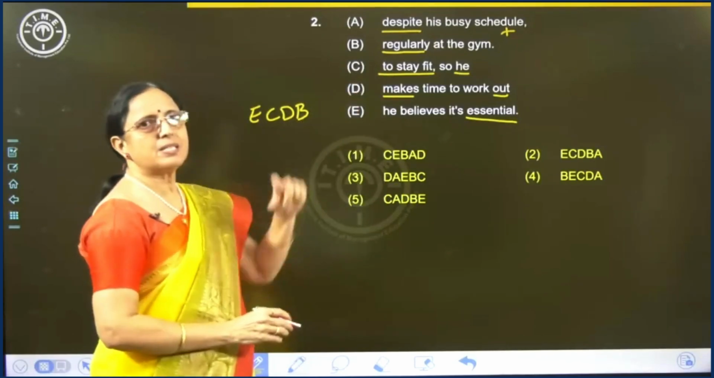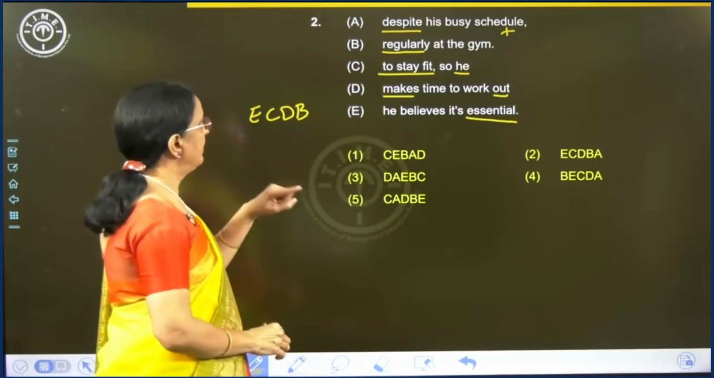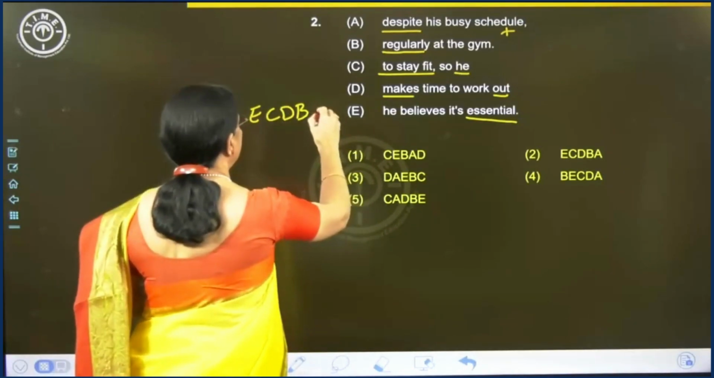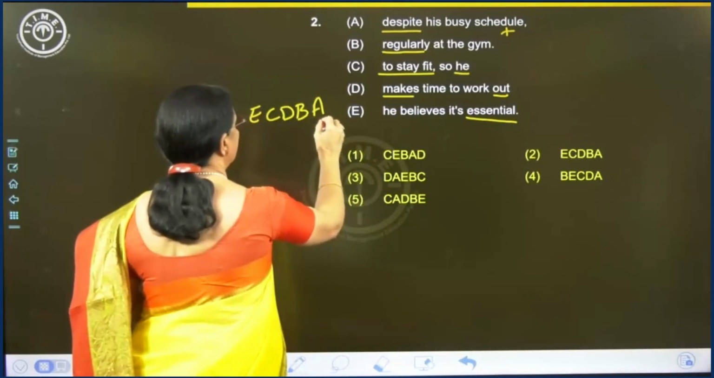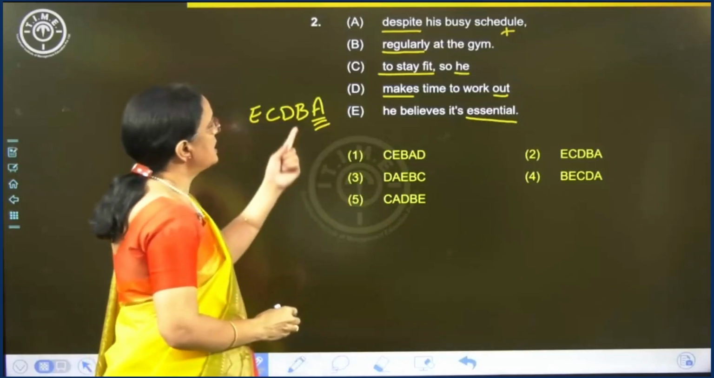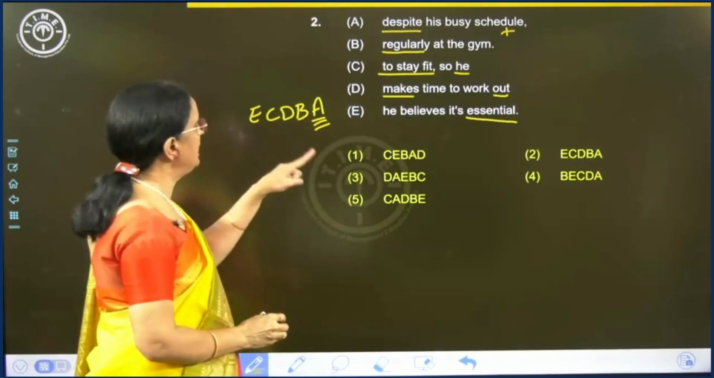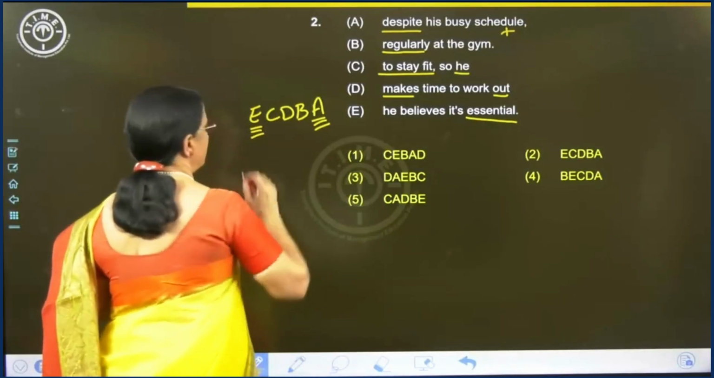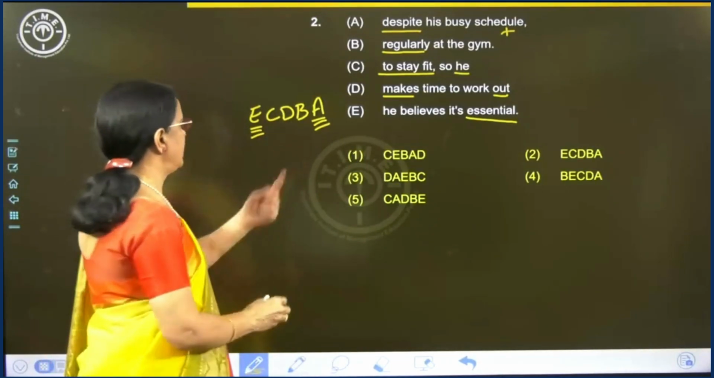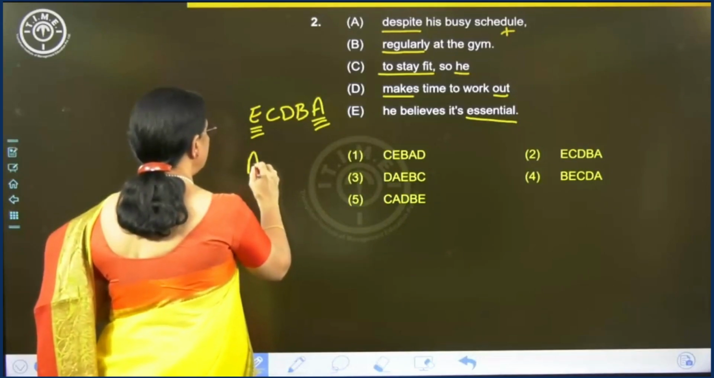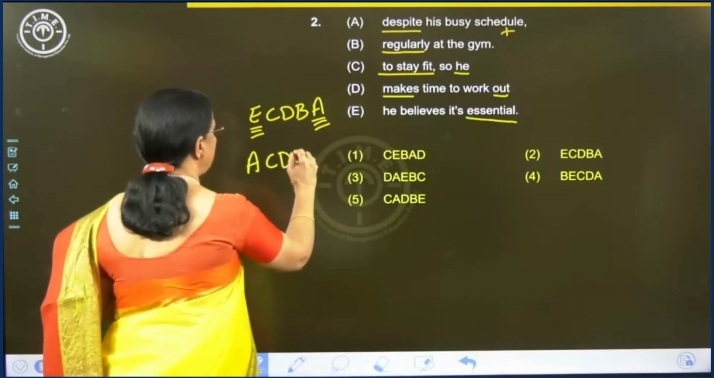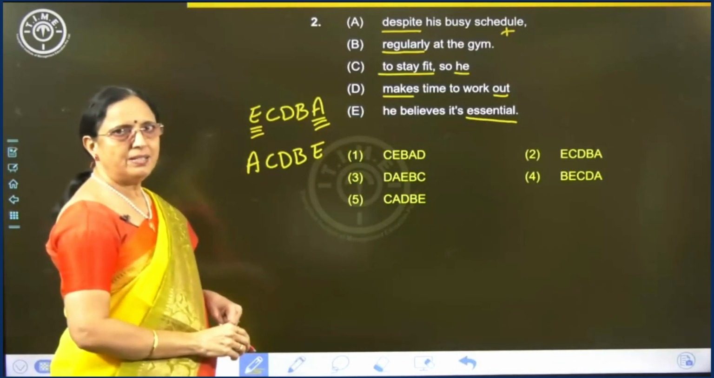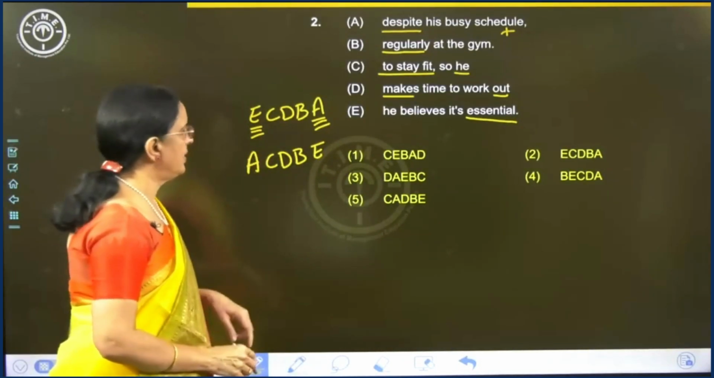Despite his busy schedule. All right? Okay. So, again, like earlier, it can be this one. Or, despite his busy schedule, he believes it is essential. So, again, this interchange. Both are correct. So, you can write it as A, C, D, B, E also. You understand? All right. Now, let's look at the choices.